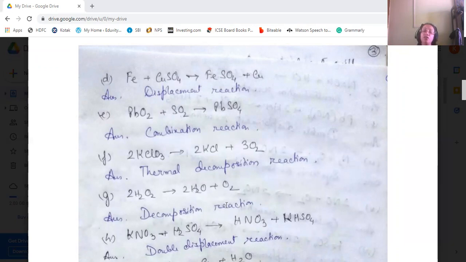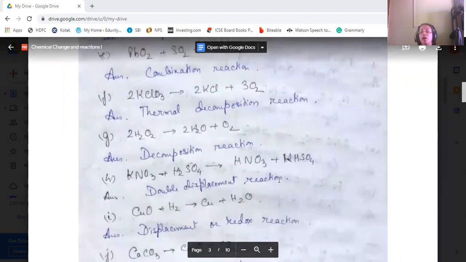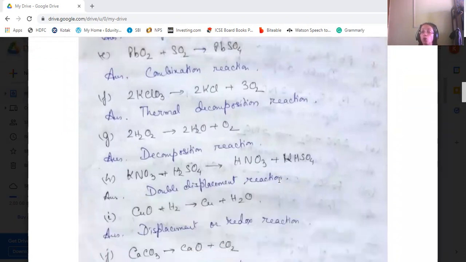Again, 2H2O2 gives us 2H2O plus O2. So hydrogen peroxide decomposes to water and oxygen. So this is a decomposition reaction.